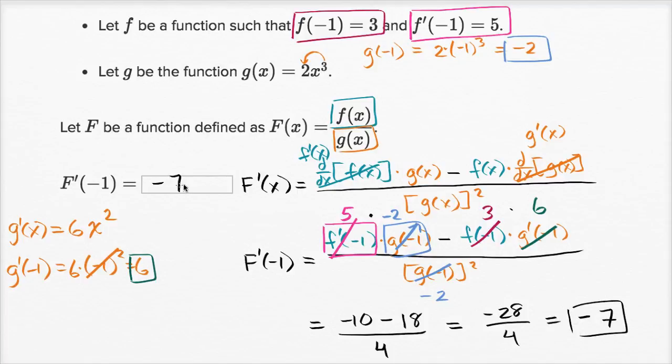It looks intimidating at first, but if you just say, okay, look, I can use the quotient rule right over here, and then once I apply the quotient rule, I can actually just directly figure out what g of negative 1, g prime of negative 1 are, and they gave us f of negative 1 and f prime of negative 1. So hopefully you find that helpful.